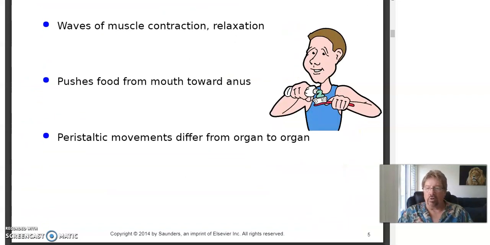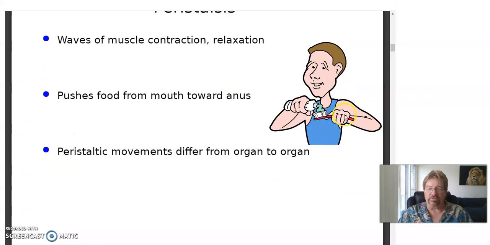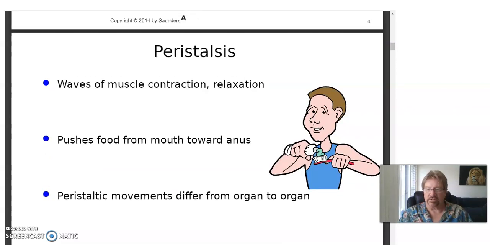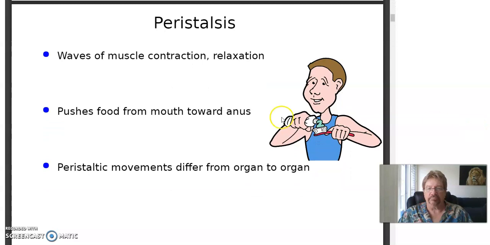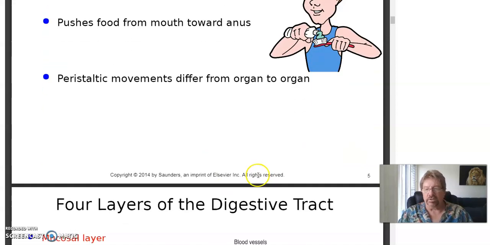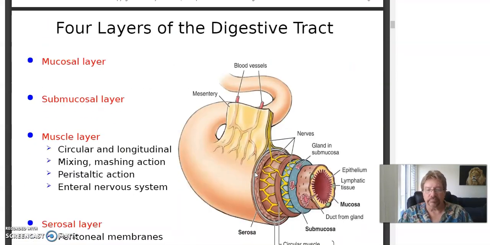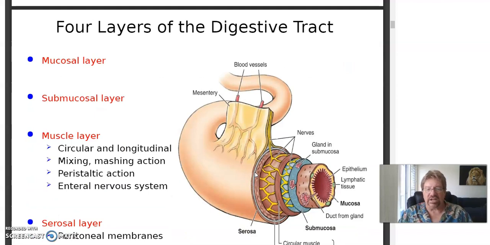Okay, there are waves, guys, that occur in the smooth muscle, and they're called peristaltic waves, or peristalsis. Waves of muscle contraction and relaxation push food from the mouth towards the anus. So rings of this stuff, guys, run down through the intestine, and it moves everything along. Peristaltic movements differ from organ to organ, particularly in the intestines. There are 4 layers of the digestive tract.